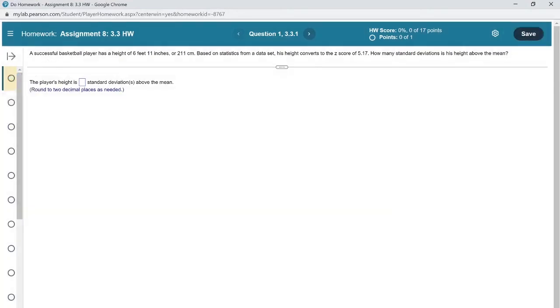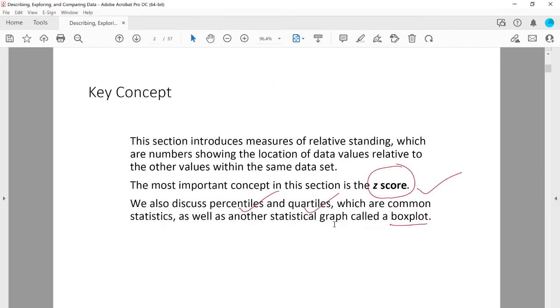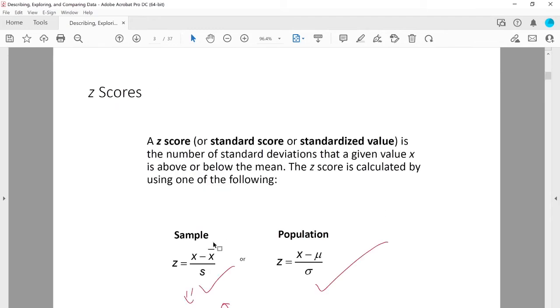A successful basketball player has a height of 6 feet 11 inches, which is 211 centimeters. Based on statistics from a dataset, his height converts to the z-score 5.17. How many standard deviations is his height above the mean? So if you go back to the z-score definition, the z-score is the number of standard deviations that a given value x is above or below the mean. Just by looking at the z-score, you can say how much it differs from the mean.